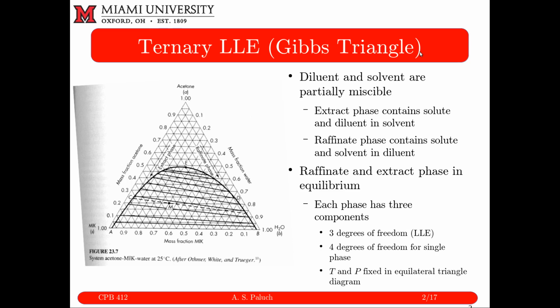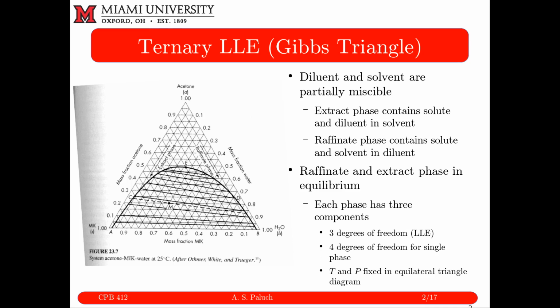All right, so here's an example of a ternary phase diagram, a Gibbs triangle. In terms of nomenclature, we're going to have an extract phase in equilibrium with a raffinate phase. My extract phase is going to contain my solute and diluent in a solvent, and my raffinate phase is going to contain my solute, solvent, and diluent.